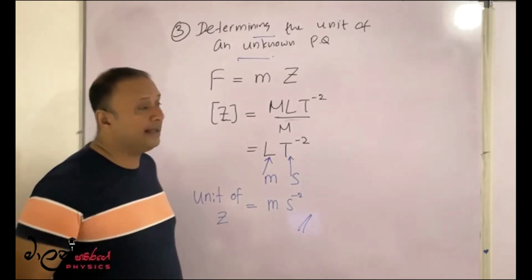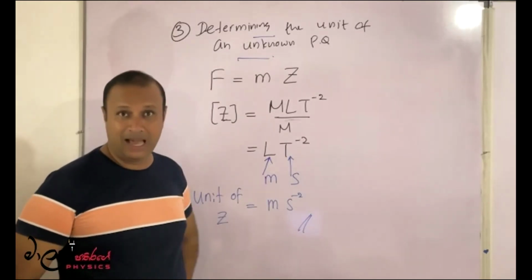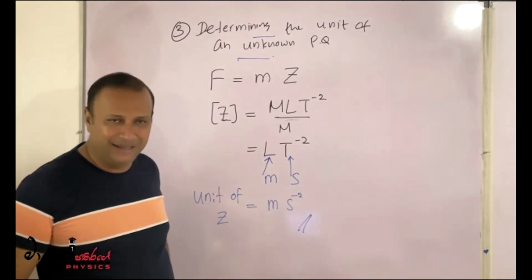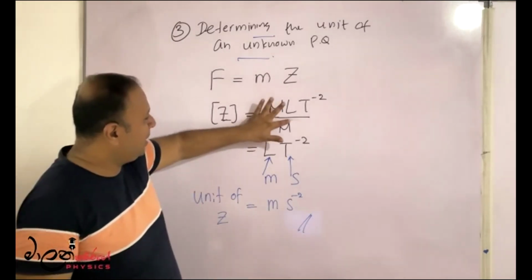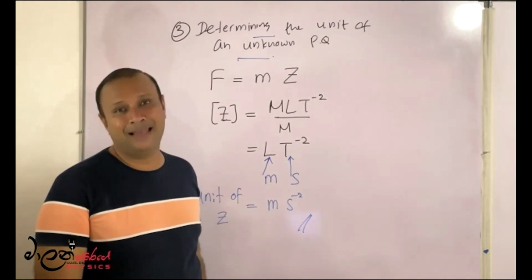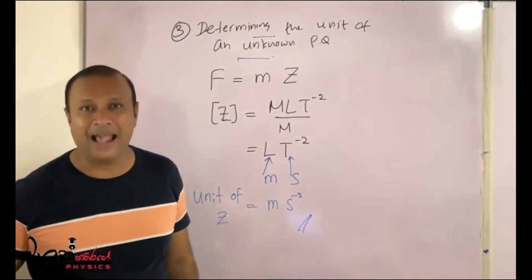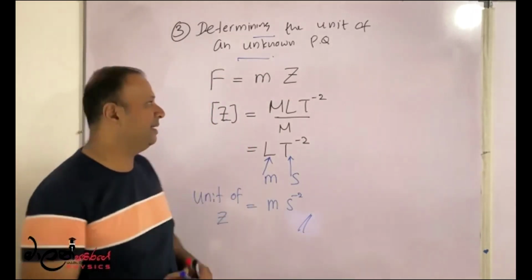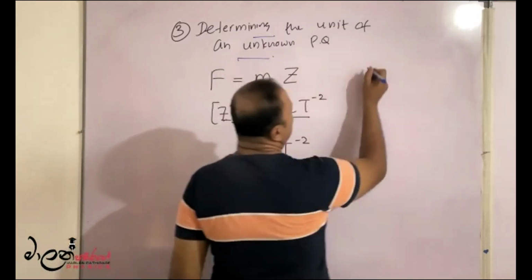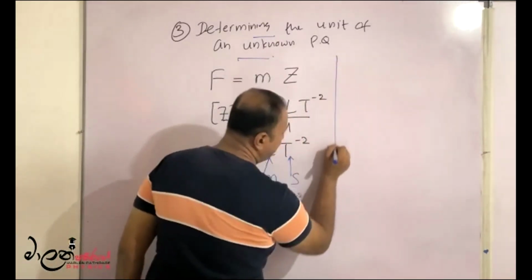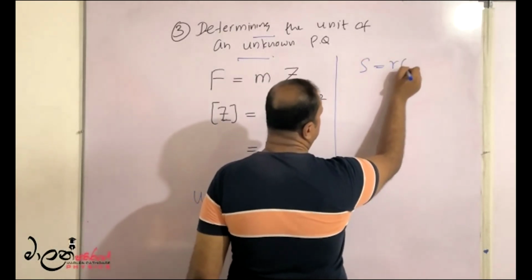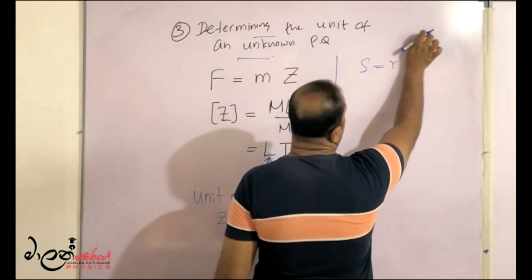The other thing is, if there is an angle or an angular formula, we cannot determine the SI unit using this dimensional analysis, because an angle has no dimension. As an example, suppose arc length equals R theta.